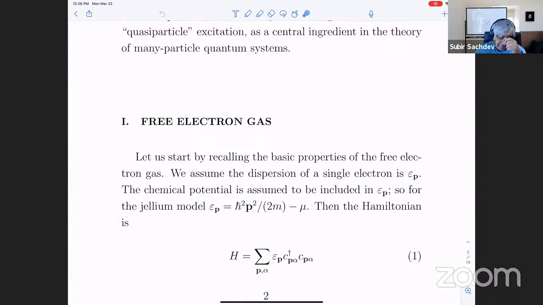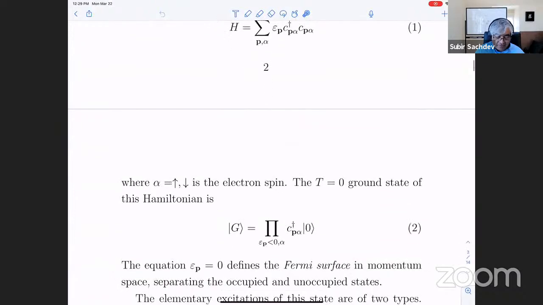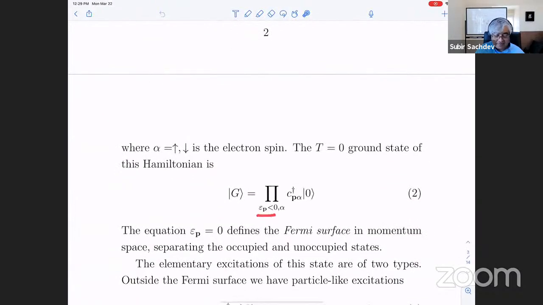Notice importantly, however, I've absorbed the chemical potential in the definition of E of P. So then the Hamiltonian in the grand canonical space is just free electrons, and I've even put the spin index, although soon I'll just drop it because that makes the equations more complicated. So what is the ground state of this Hamiltonian? Well, you just fill up all the negative energy states. That's the lowest energy state for a given chemical potential. So this is the ground state.